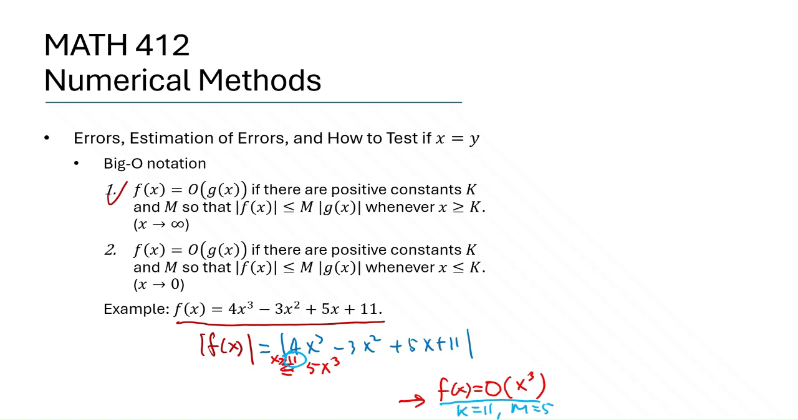And please notice that the big O notation is not unique. Why? Because here x is greater than or equal to 11. So as you can tell, this guy is less than 5, which is less than 11, so that's less than x times x cubed. That's x to the 4.